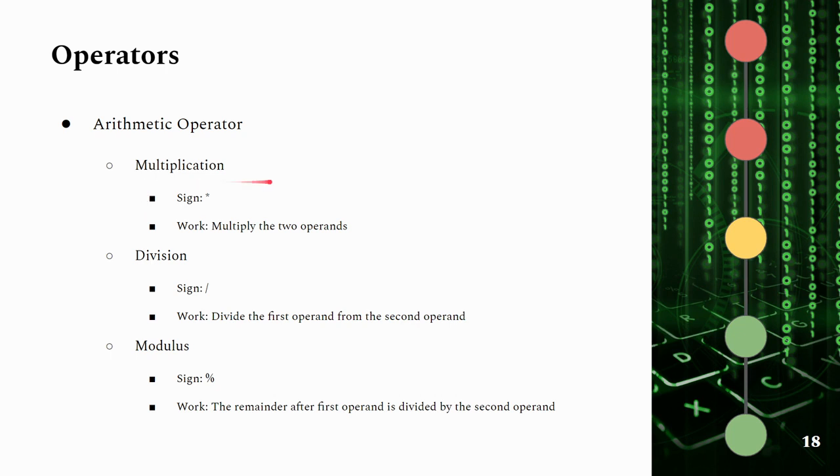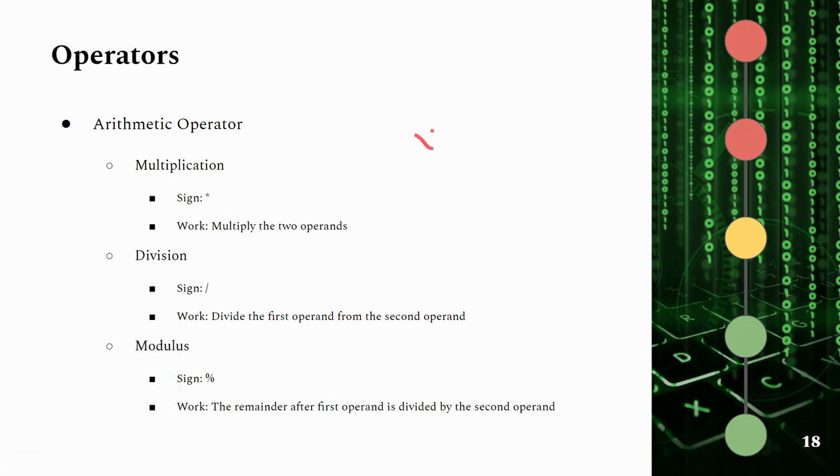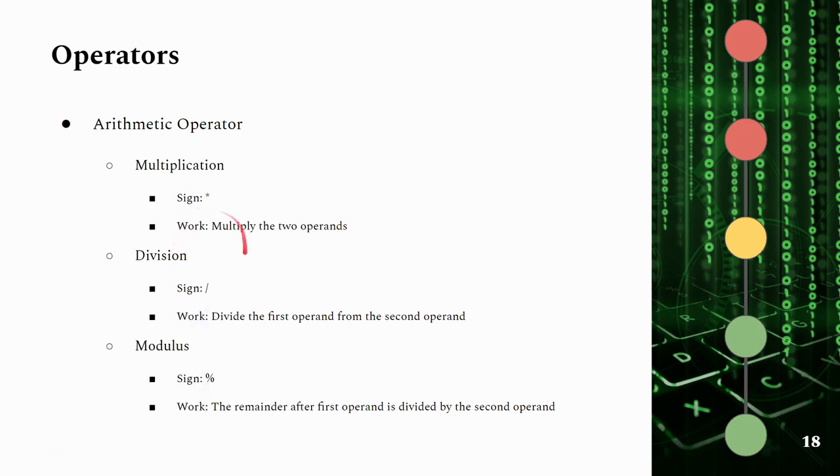Next is multiplication. What does multiplication do? Usually in math courses, we used the sign x to denote multiplication, but not anymore. In computer science we use the asterisk sign, that's the star. This is the multiplication operator in coding. This symbol is used for multiplication, and it multiplies the two operands on both of its sides.